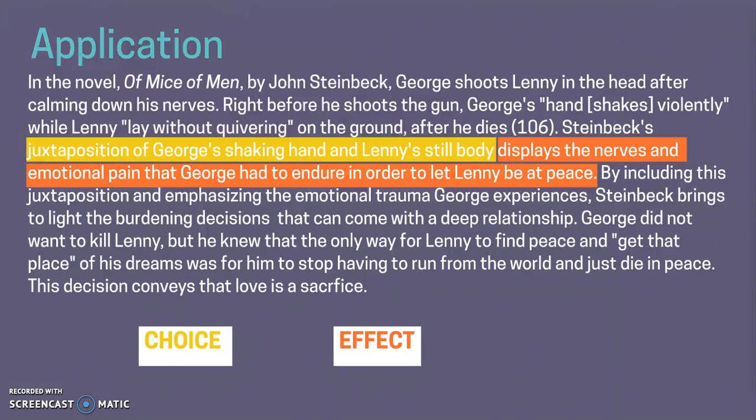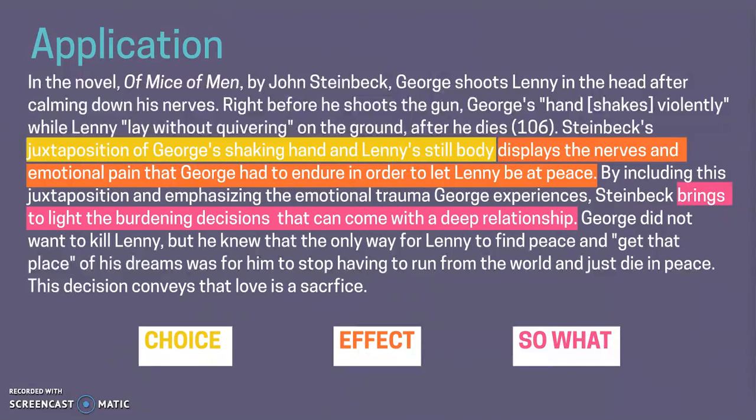So by pairing George's shaking hand and Lenny's still body, it's more evident that George had to give up something and put himself through pain in order for Lenny to be at that peace, which brings us to our so what. And the effect brings to light the burdening decisions that can come with a deep relationship, and it conveys that love is a sacrifice. So love as a sacrifice would be that theme, and that can be applied to a number of different texts and pieces of literature, but it is also applicable to the specific excerpt that we chose.